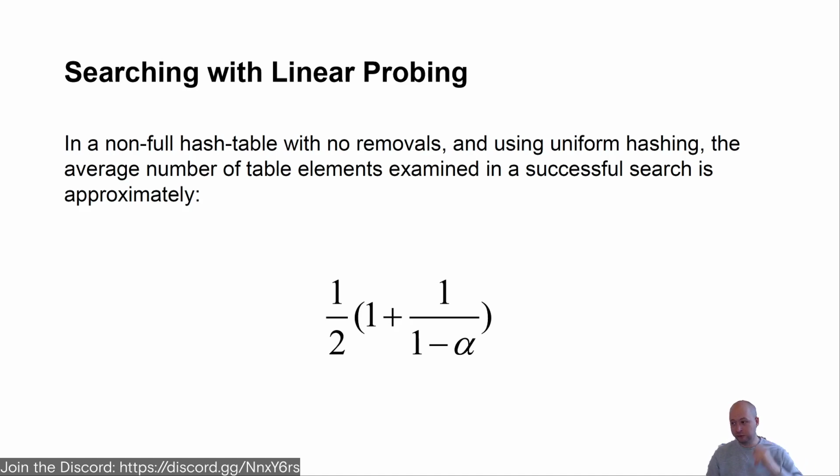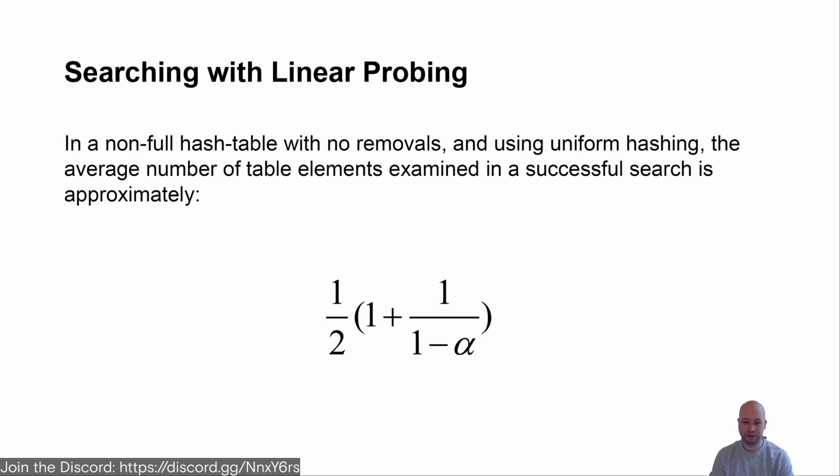So, if we're using linear probing, in a non-full hash table with no removals, and using uniform hashing, which we've talked about before, where the hash function is uniform throughout the values of the hash table, the average number of elements that we have to examine for a successful search is 1/2 times (1 plus 1 over (1 minus alpha)). And so this is kind of the average between 1 and the likelihood, essentially, of having a collision, which is 1 over (1 minus alpha).